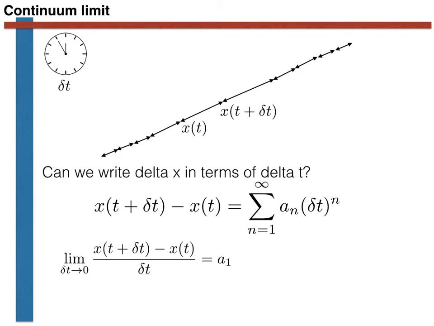We thus find that the coefficient of the first term in our series on the right-hand side, a_1, is equal to this limit. The limit as delta t tends to 0 of x of t plus delta t minus x of t all over delta t. On top of this, this limit is the definition of the derivative, the first derivative of x of t. The first coefficient in our power series expansion is thus equal to the first derivative of our function x of t.